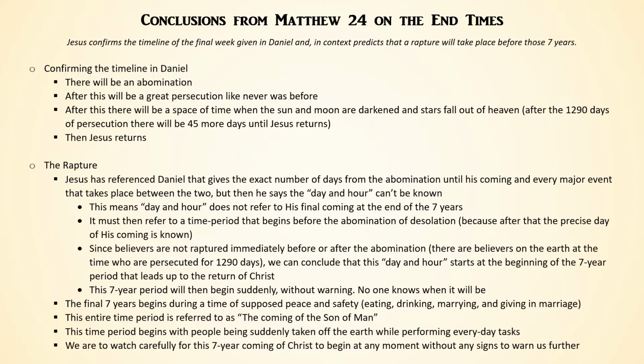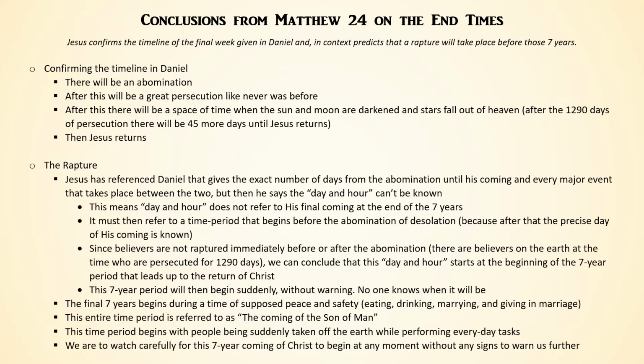So since the believers are not raptured immediately before or after the abomination, there are believers on the earth at the time who are persecuted for 1,290 days. We can conclude that this day and hour starts at the beginning of the 7-year period that leads up to the return of Christ. So the 7-year period is all a leading up to Christ's coming. And before that 7-year period starts, there's a rapture, there's a taking away. So this 7-year period will then begin suddenly, without warning, and no one knows when it will begin.